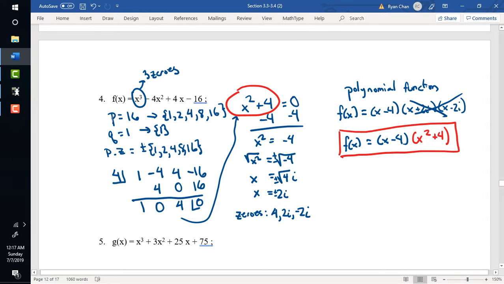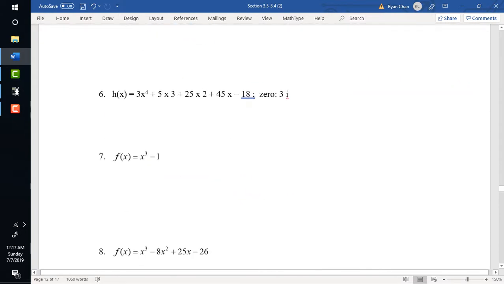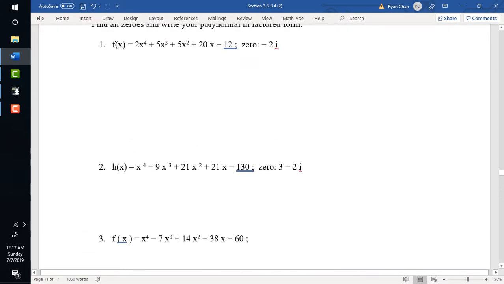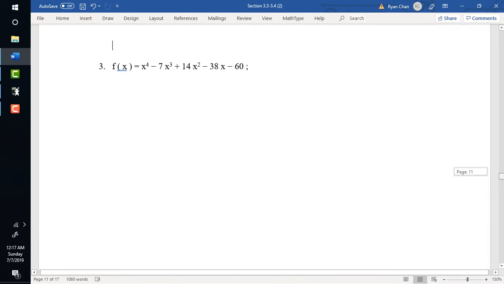Let's do one more example. Let's see here. You know what? Let's do number 3, just because it's a little bit longer. So here we have 4 zeros.